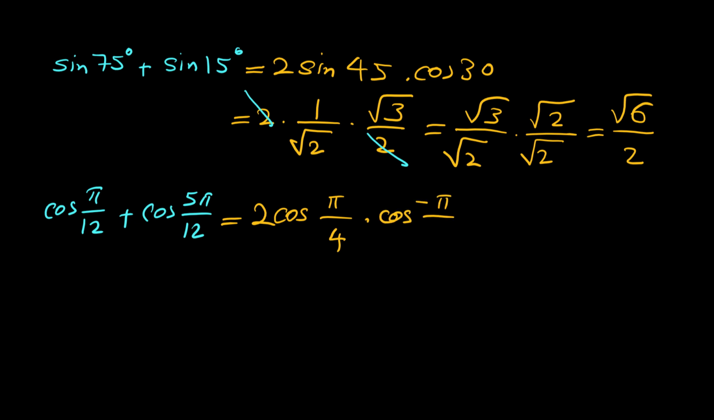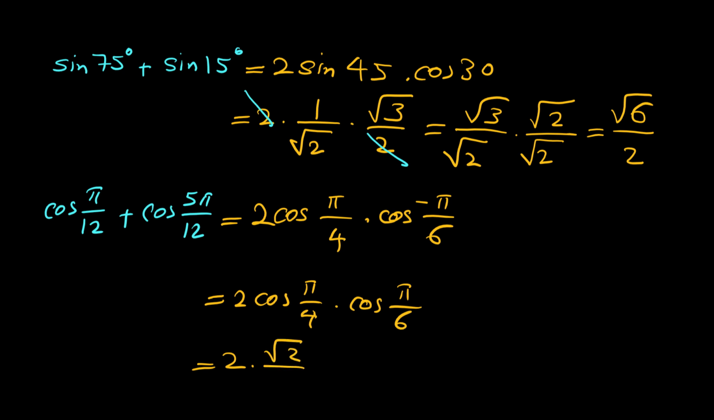If you remember, I explained to you that cosine is even. So cosine of negative pi over 6 is the same as cosine of pi over 6. So this equals 2 cosine of pi over 4 cosine of pi over 6. Cosine of pi over 4 is 1 over radical 2 or radical 2 over 2 based on the special triangle, because this is 45 degrees. Pi over 6 is 30 degrees and cosine of 30 degrees is radical 3 over 2.